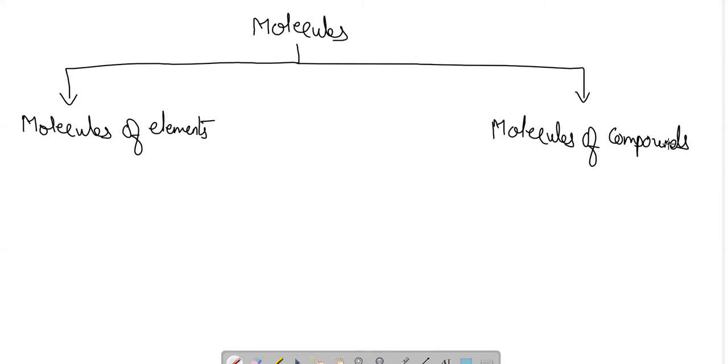We will see the definitions of these two, molecules of elements and molecules of compounds, in the next class. For this particular class I am ending here, and in the next class we will move further with this chapter, atoms and molecules.